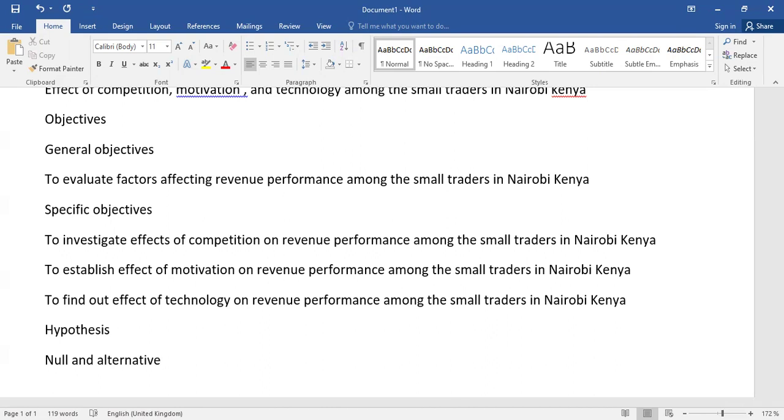We are going to say that competition does not affect; that is the null hypothesis. We state it in negative terms so that later, when we establish the data and find out that competition has an effect, then we can say we reject the null hypothesis. Normally we state the hypothesis in null, whereby we say each of the factors does not have any effect.